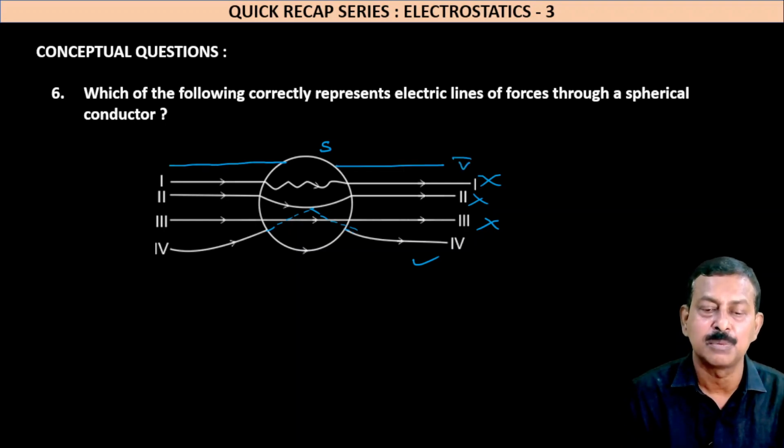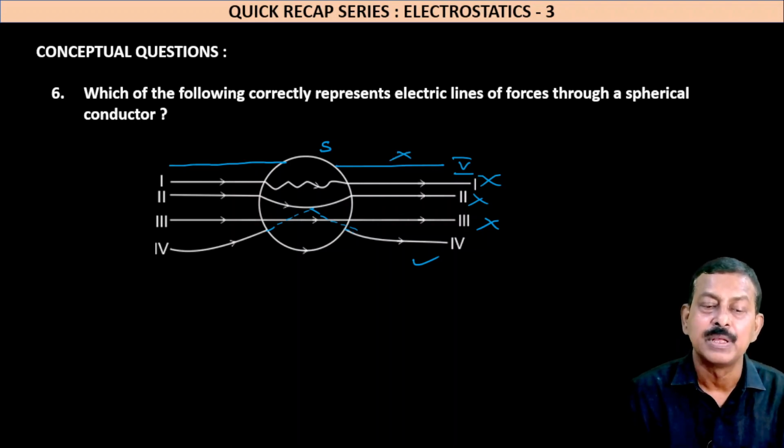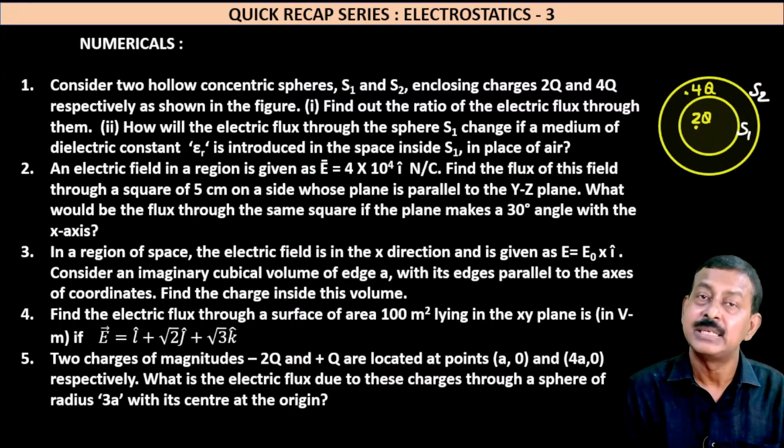This is suppose the fifth one. Here it is not lying inside, but this is also not the correct one because it is not meeting the conducting surface normally. If I join it with the center, it is not striking it normally. So the fifth one is also not correct. Let's now take a few numericals. We'll take these numericals one by one.